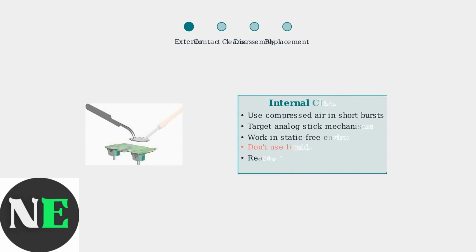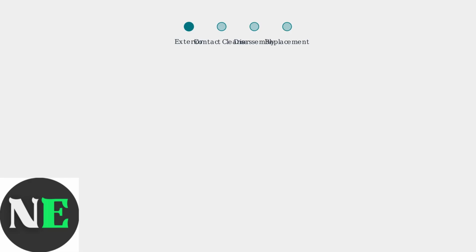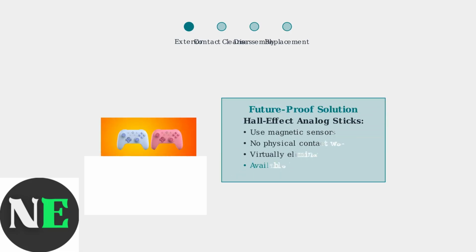When working with internal components, use compressed air to blow out dust and debris from the analog stick mechanisms. Avoid touching circuit boards directly and work in a static-free environment. As a last resort, you may need to replace the analog stick module entirely.